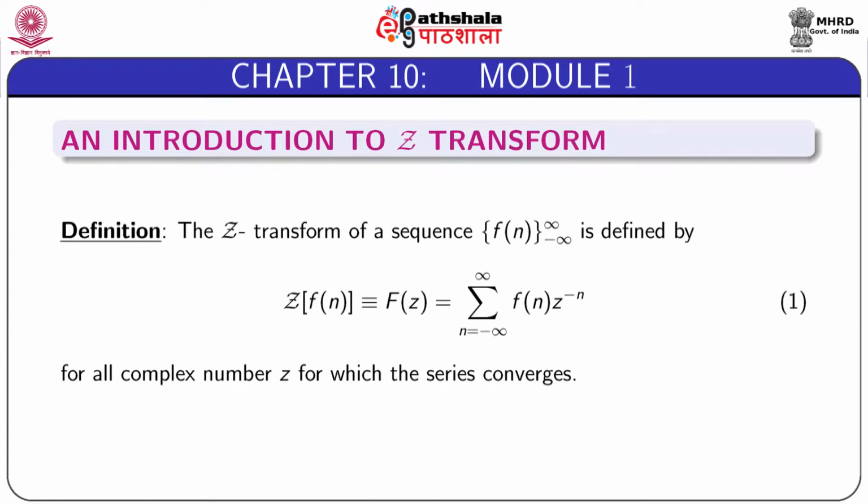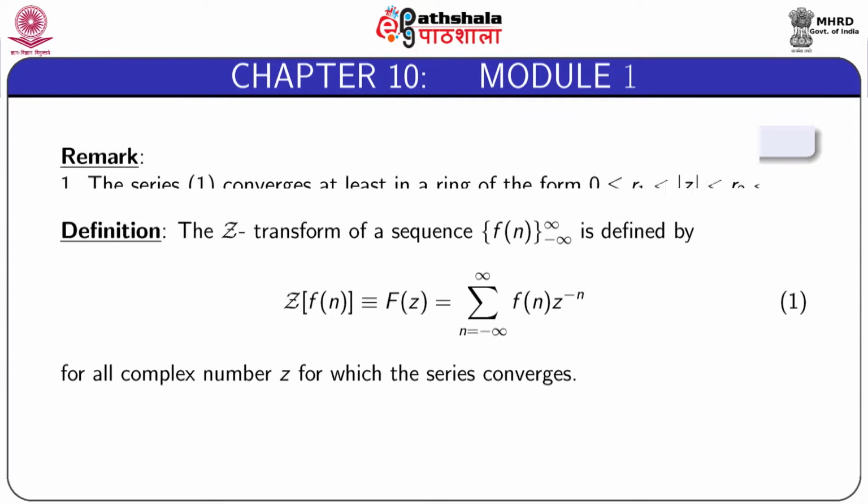The Z transform of a sequence f(n), n ranging from minus infinity to plus infinity, is defined by Z of f(n), which is denoted by capital F(z), that is equal to the summation n equal to minus infinity to plus infinity of small f(n) z to the power minus n, as given by equation 1, for all complex numbers z for which the series converges.